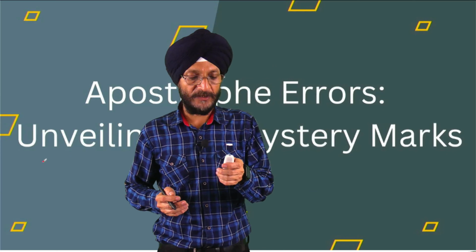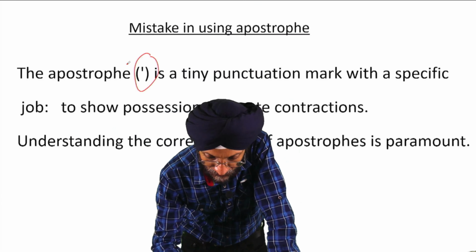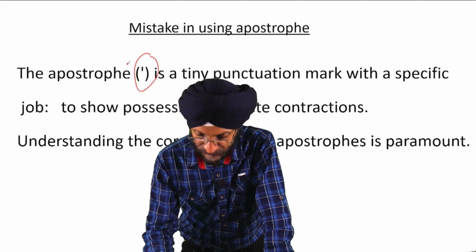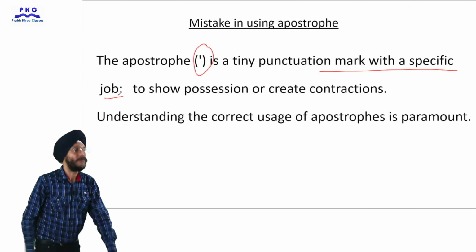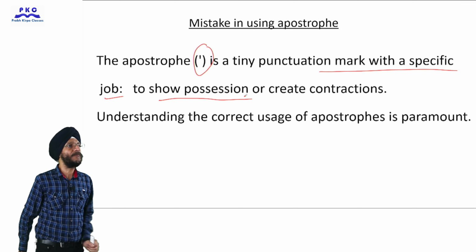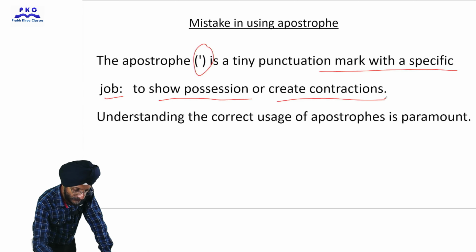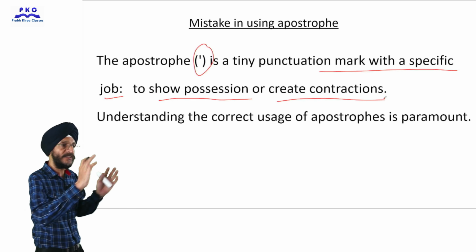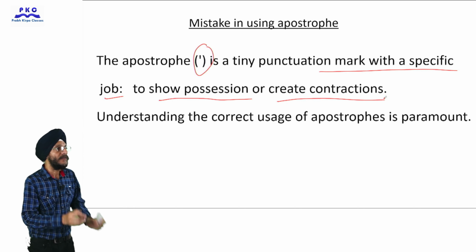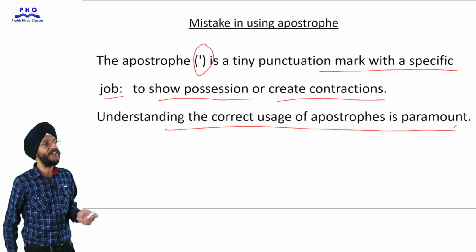Now the topic before us is apostrophe errors, unveiling the mystery marks. The apostrophe is a tiny punctuation mark with a specific job. What is its job? Its job is to show possession, or the apostrophe is used to create contractions. We will discuss in detail. Understanding the correct usage of apostrophes is very important.